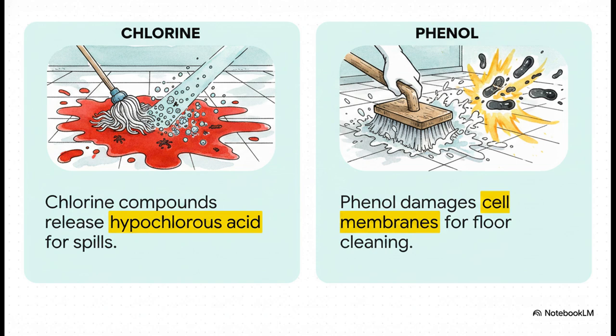Now let's put two of the most common chemical heavy hitters head-to-head. Chlorine compounds, like bleaching powder, work through oxidation. They release hypochlorous acid, making them the absolute go-to for large-scale water purification and safely managing hazardous blood spills. Phenol, on the other hand, operates entirely differently. It physically damages cell membranes and precipitates proteins. Because of this distinct mechanism, phenolic derivatives, like Lysol, are the gold standard for heavy-duty floor and surface cleaning.